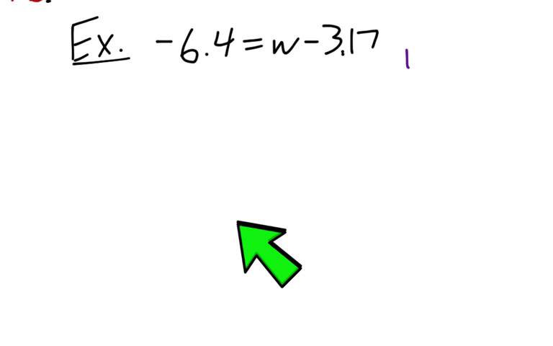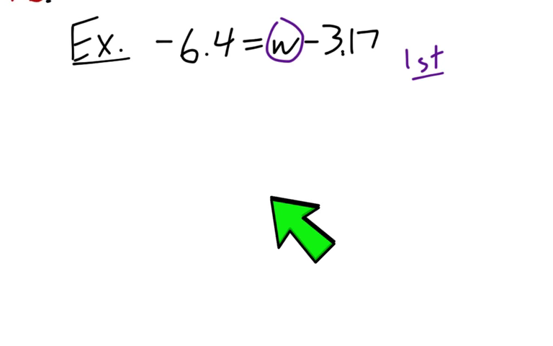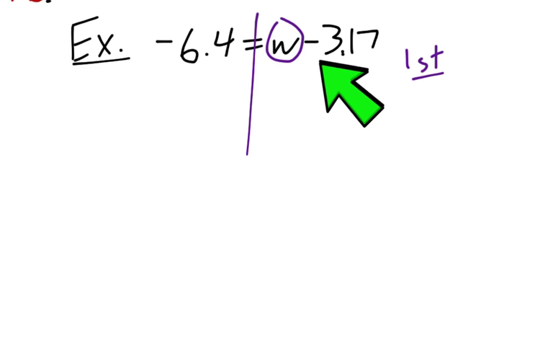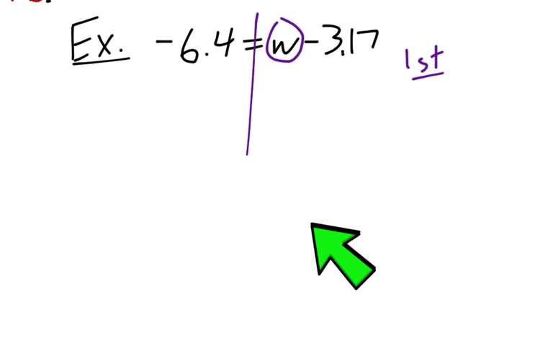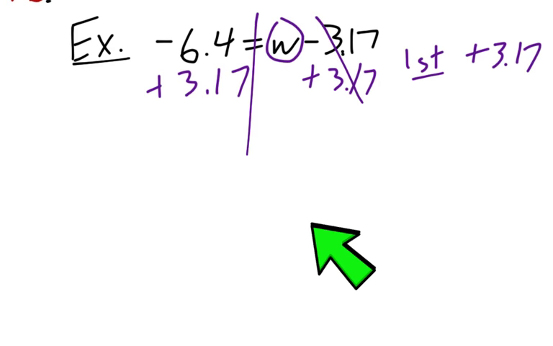And I'm going to write my steps off to the side. So first step, inverse operations. What am I doing with that W? I am subtracting the 3.17, right? So what I want to do is the inverse, which is adding. So my first step is add 3.17. And I'm going to show that right here. Whatever I do to one side, I do to the other. Those cancel.